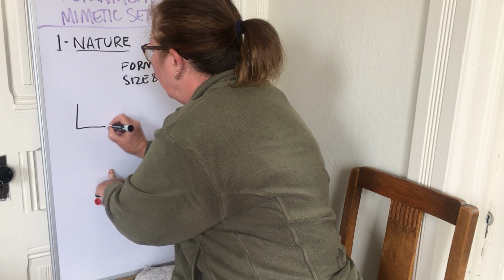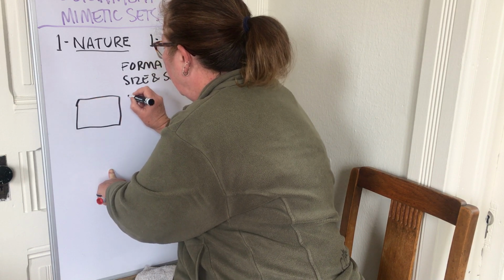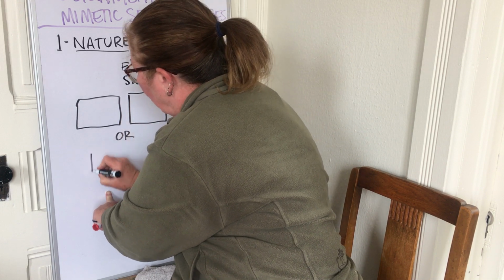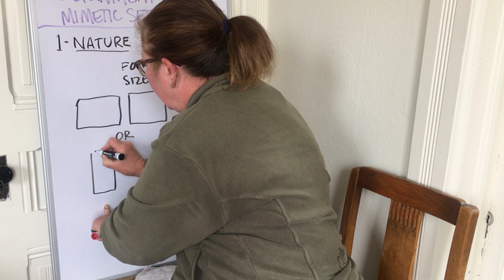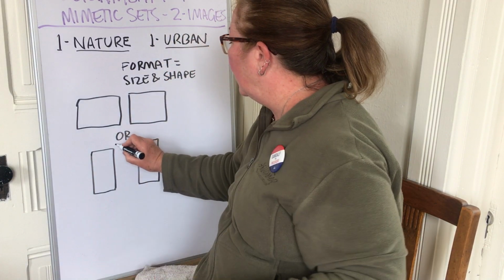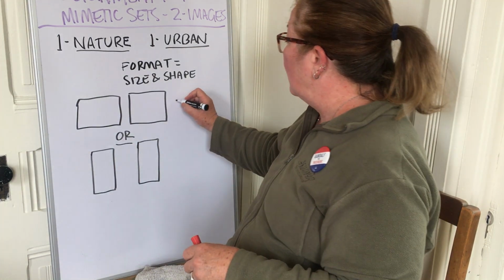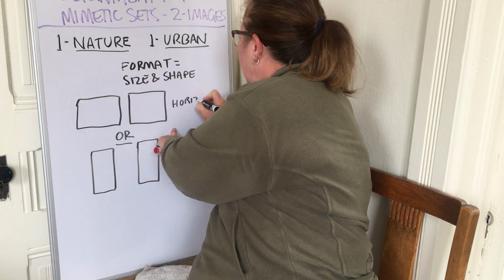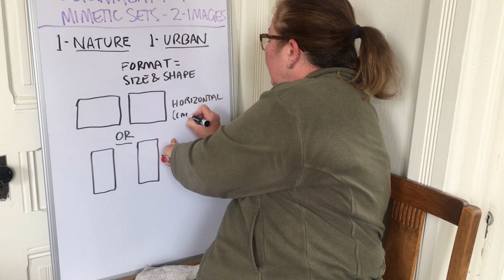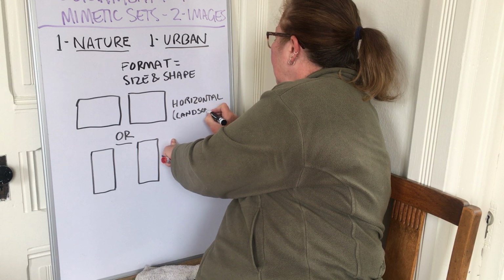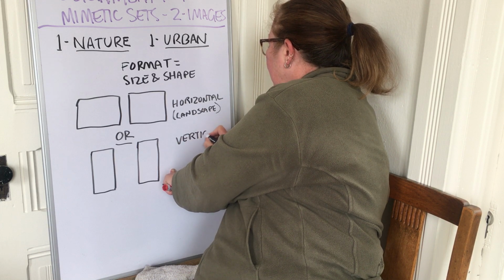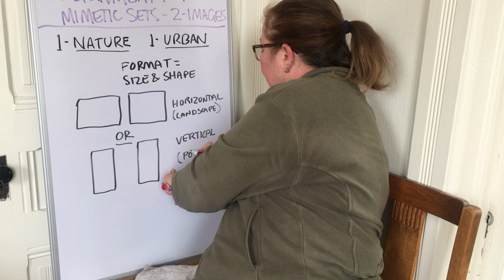either horizontal format, right? Or a vertical format. Right? So it's or. Right? So you do a horizontal, right, which we often call landscape. Or you do it vertical, which we often call portrait.